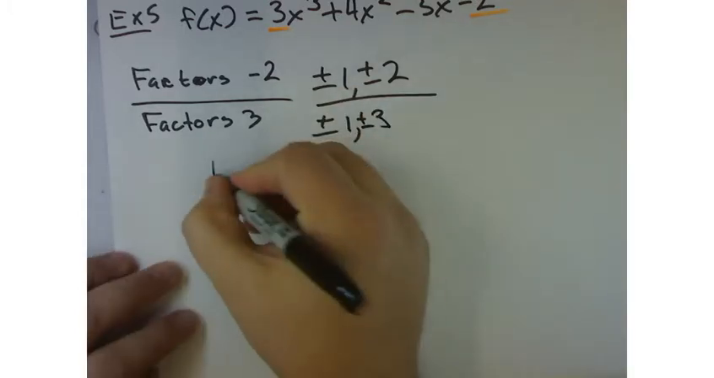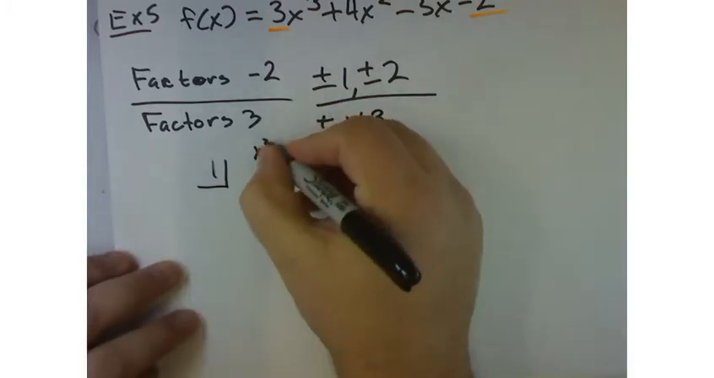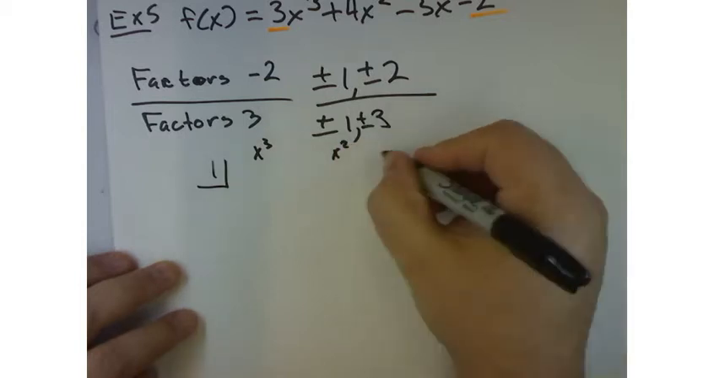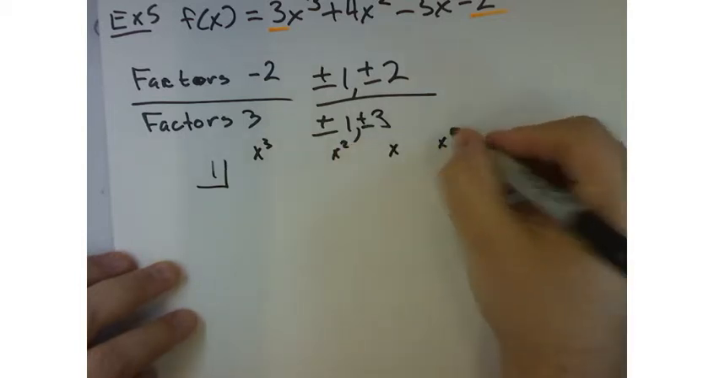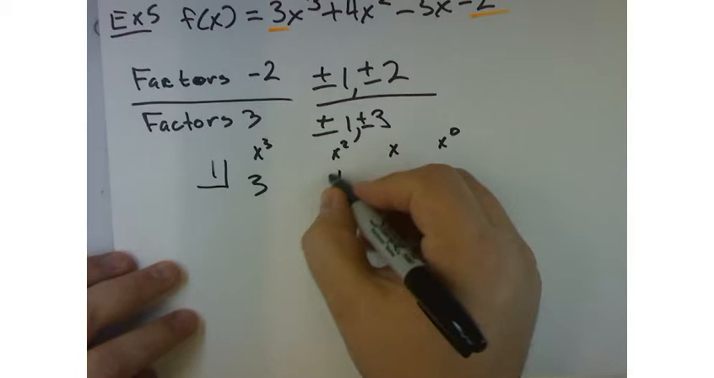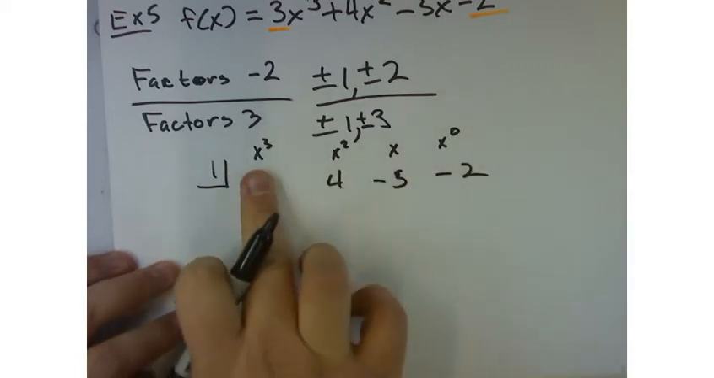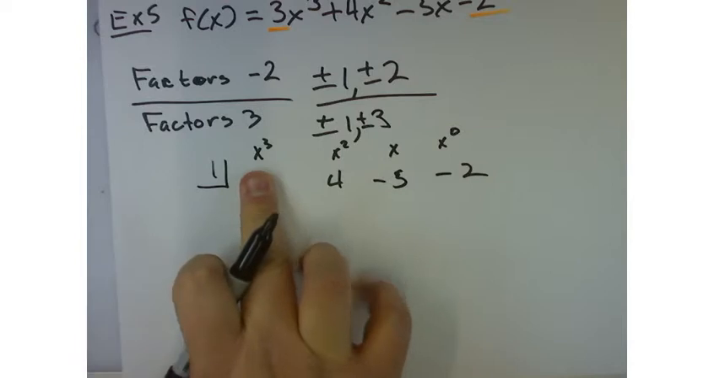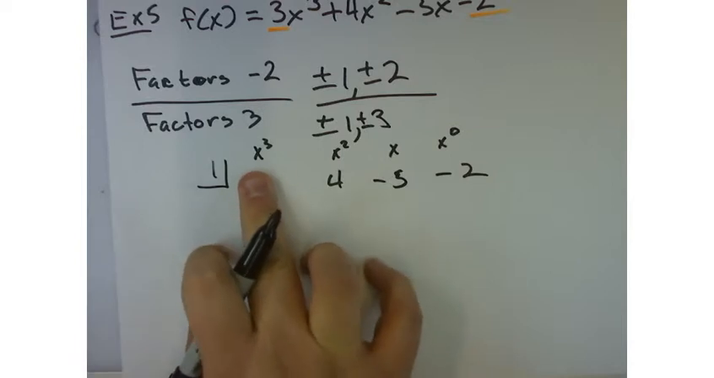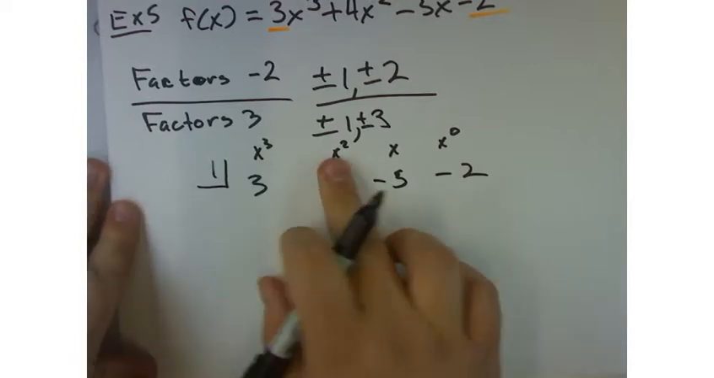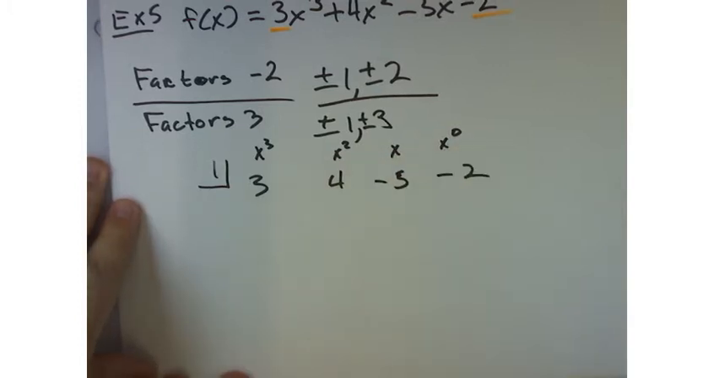So I'm going to say 1, and remember we've got x cubed, x squared, x, and then x to the 0. So I'm going to say 3, 4, negative 5, and negative 2. We have to be careful here because we want to make sure that every power of x is represented.